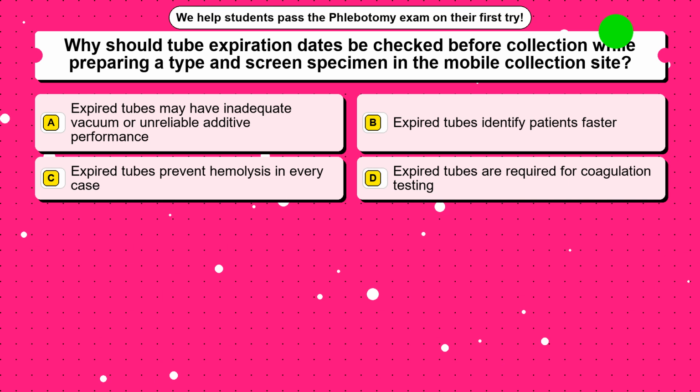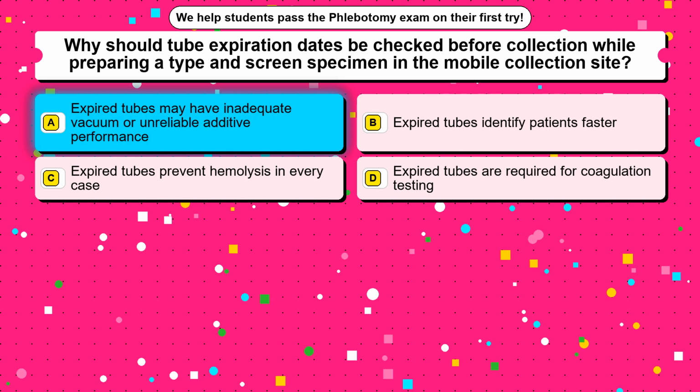Question 36. Why should tube expiration dates be checked before collection while preparing a type and screen specimen in the mobile collection site? Option A. Expired tubes may have inadequate vacuum or unreliable additive performance. Option B. Expired tubes identify patients faster. Option C. Expired tubes prevent hemolysis in every case. Option D. Expired tubes are required for coagulation testing.